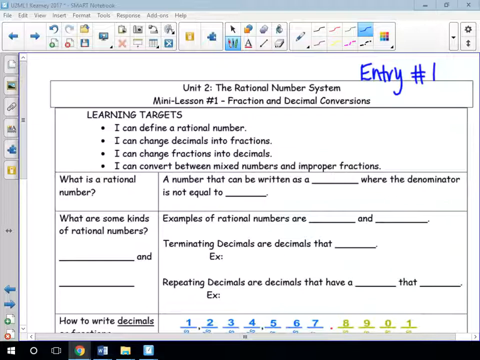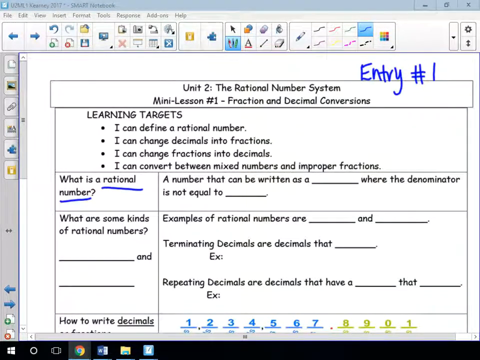So our learning goals for today, guys, by the end of this video, I want you to be able to tell me what a rational number is and how to convert from fractions to decimals and from decimals back to fractions. Before we get started, let's talk about the keyword rational number.